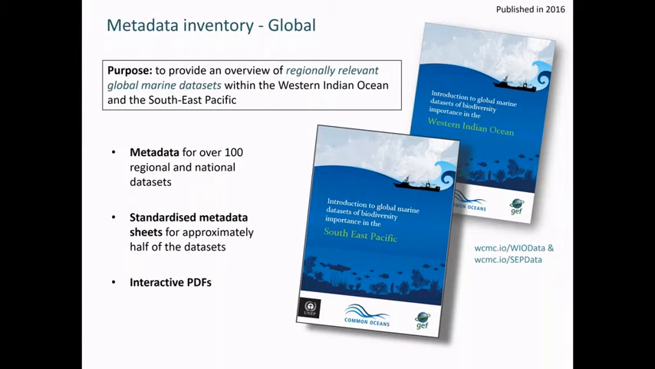In 2016, as part of this project, we wanted to identify global data sets that cover regional features within the 2 pilot regions. So our first focus was on global data. We published 2 technical documents offering a high-level introduction to data sets of relevance to areas beyond national jurisdiction. Each inventory identified data sets that reflect various characteristics of biodiversity. As part of these reports, we also created the standardized metadata sheets that you saw before, containing all the necessary information relating to a given data set.